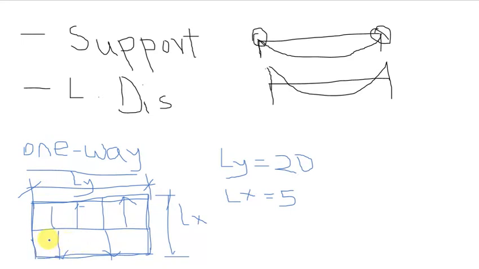So this one is called one way. Now let me just erase this and explain it even better. We've agreed that one way distributes its load to only two sides. What about two way? Two way distributes its load to both the sides, right?